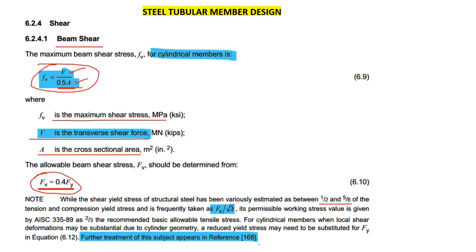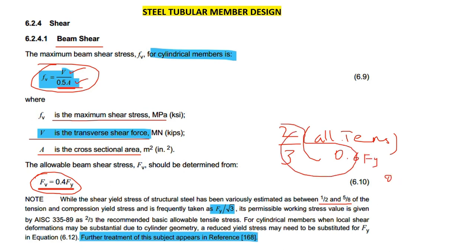Its permissible working stress value given in AISC is two-third of the recommended basic allowable tensile stress. If you see this one, two-third of the recommended basic allowable tensile, the basic allowable tensile is 0.6, right? 0.6 into 2 divided by 3, if you see, it is 0.4 that comes. So two-third of allowable tensile. Allowable tensile is 0.6 Fy. So two-third of 0.6 Fy is nothing but 0.4 Fy. That's what is recommended.